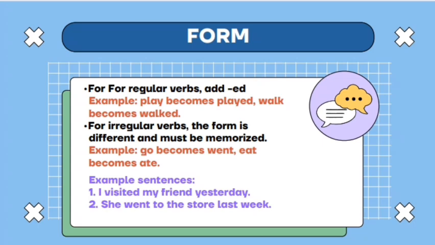For irregular verbs, the form is different and must be memorized. Example: go becomes went, eat becomes ate. And the example sentences: I visited my friend yesterday. She went to the store last week.